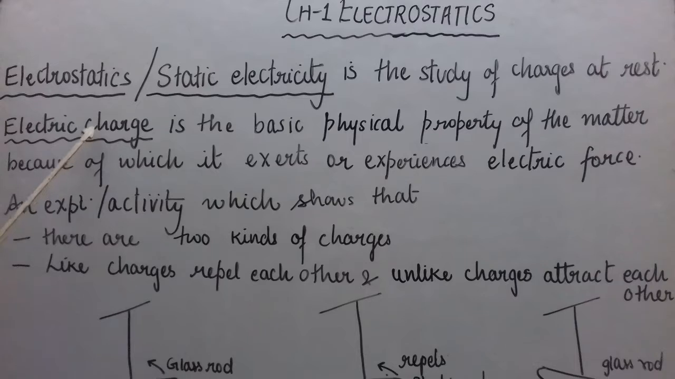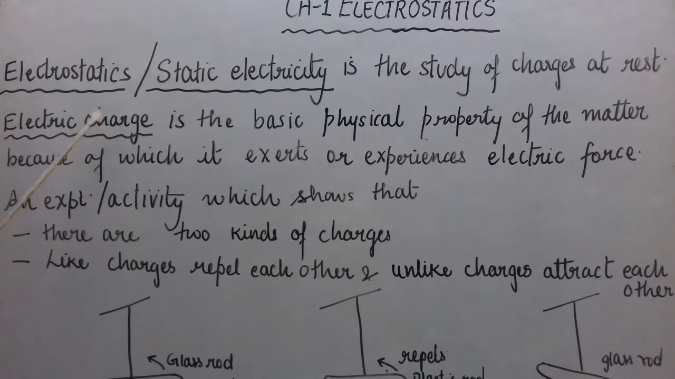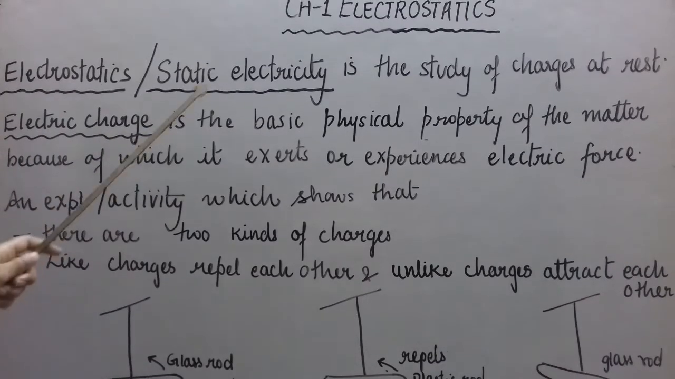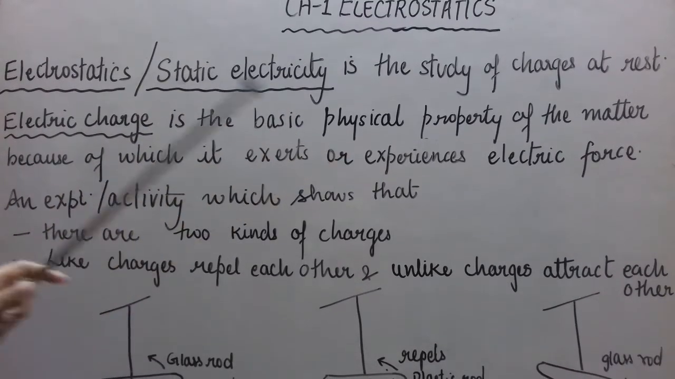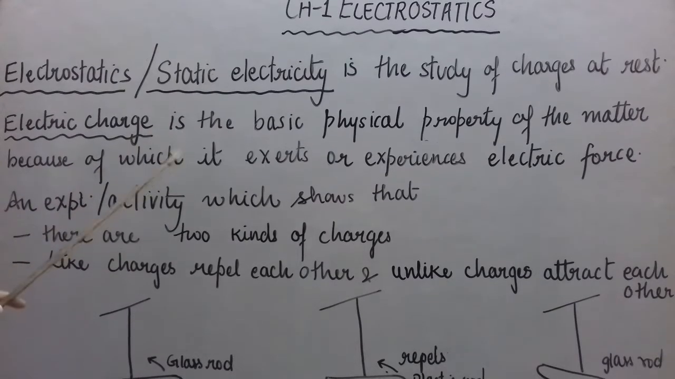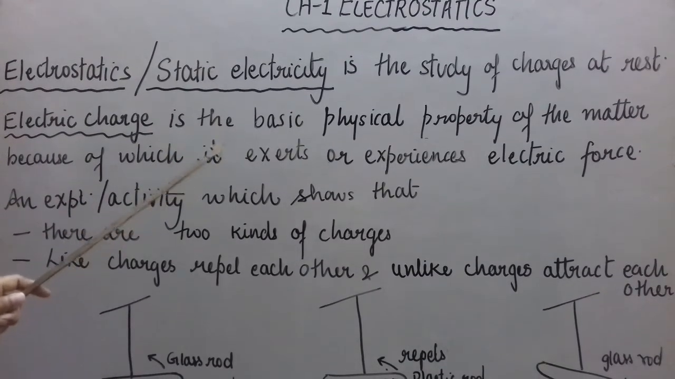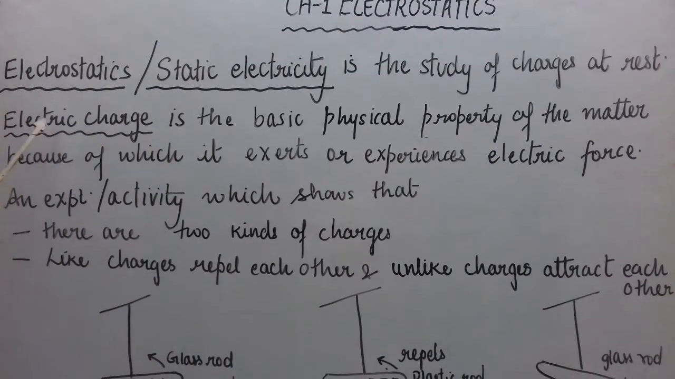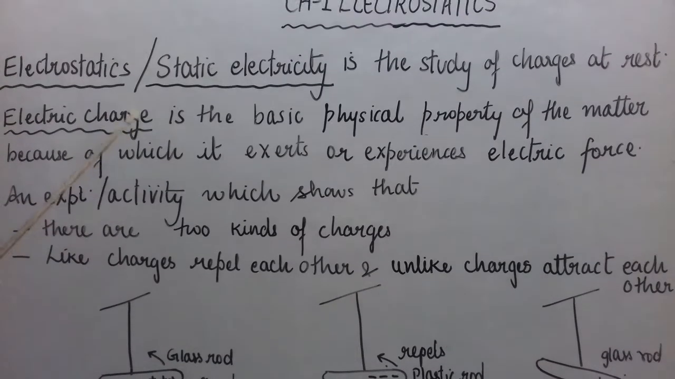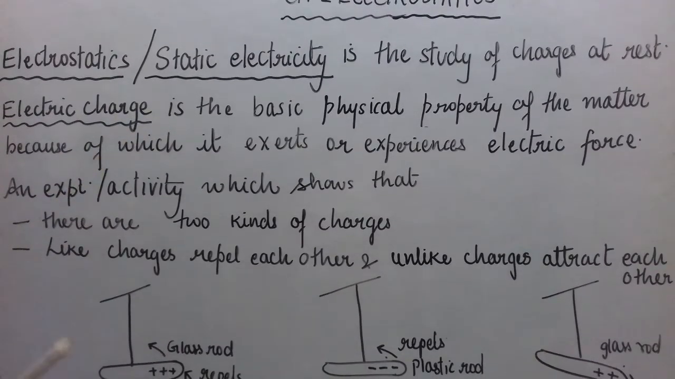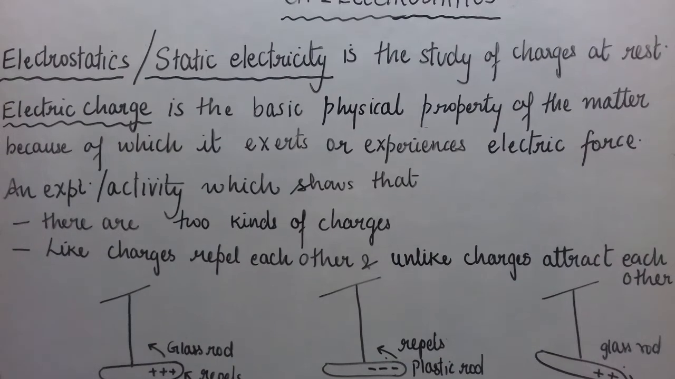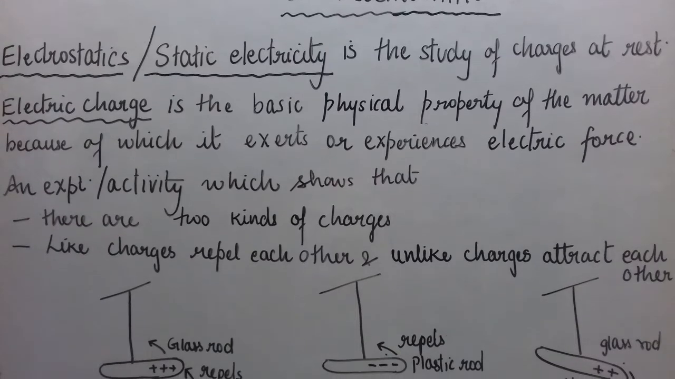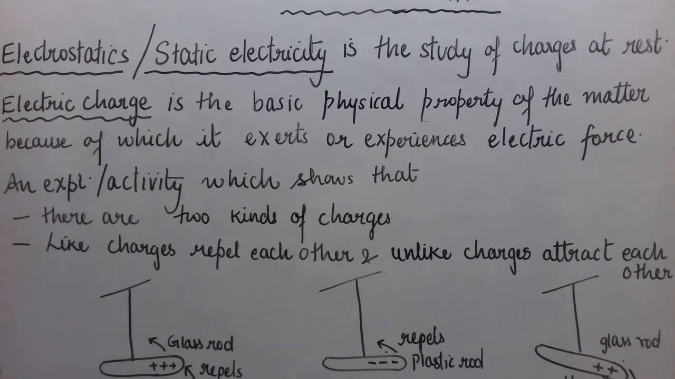This is a term with which you are quite familiar, but maybe you don't know the definition of electric charge. Electric charge is the basic physical property of matter because of which it exerts or experiences electric force. More specifically, we can say that electric charge is a basic property of elementary or subatomic particles like electrons and protons. Generally we say that electrons have negative charge and protons have positive charge.